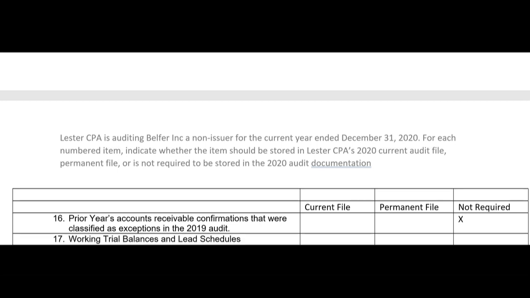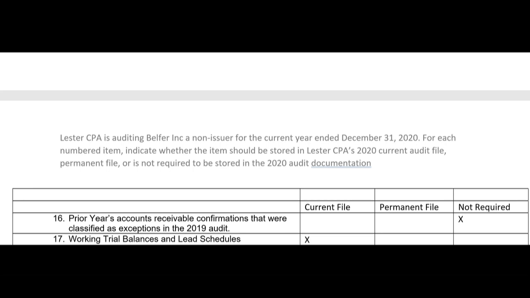All right, number 17, working trial balances and lead schedules. What the heck are they? They're going to be in any audit documentation question that you'll see on a CPA exam. Working trial balances and lead schedules are stored in the current file because they relate to this year's audit. What are they? A working trial balance is used to record the year-end ledger balances of all the accounts prior to the audit. So the auditor takes the client's year-end balances and makes a working trial balance starting with those balances, and then makes reclassifications and adjustments on the working trial balance.